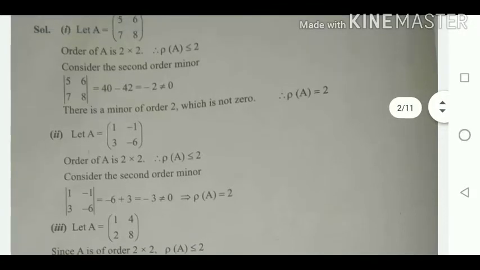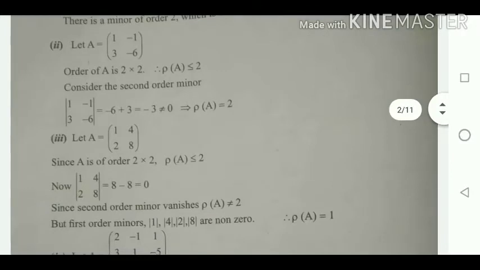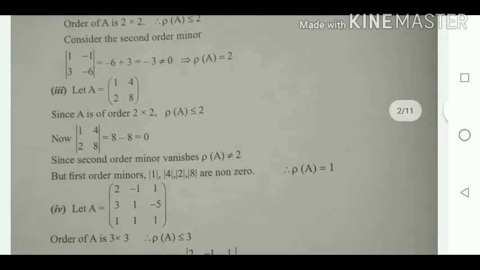Okay. So in the exercise we are saying this first question, and in the first topic, the second question is: let A equal to 1, minus 1, 3, minus 6. Here the order of A is 2 into 2. Rank of A is less than or equal to 2. So consider the second order minor 1, minus 1, 3, minus 6. Now cross multiply it. So 1 times 6 is 6, minus 6 minus of minus 3. You are getting minus 3 as the answer. So it is not equal to 0. Therefore rank of A equals 2.